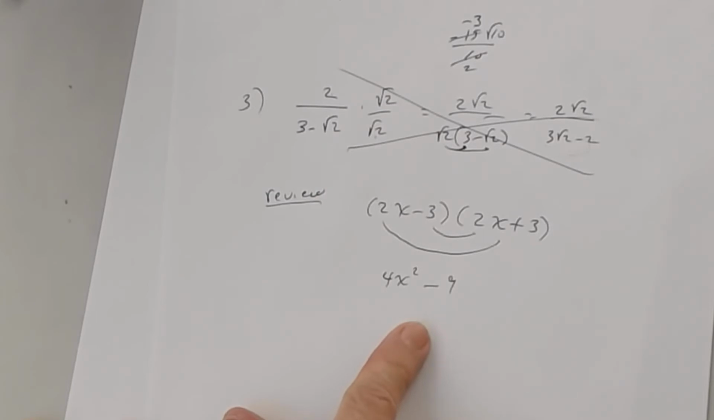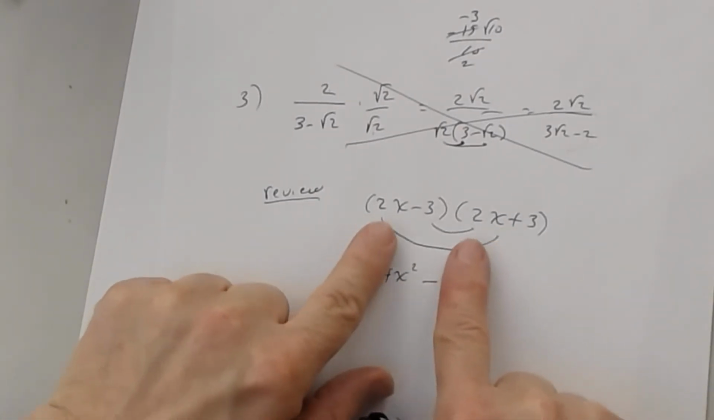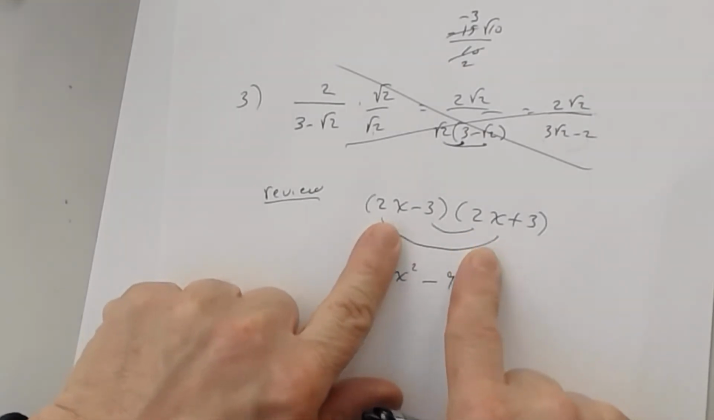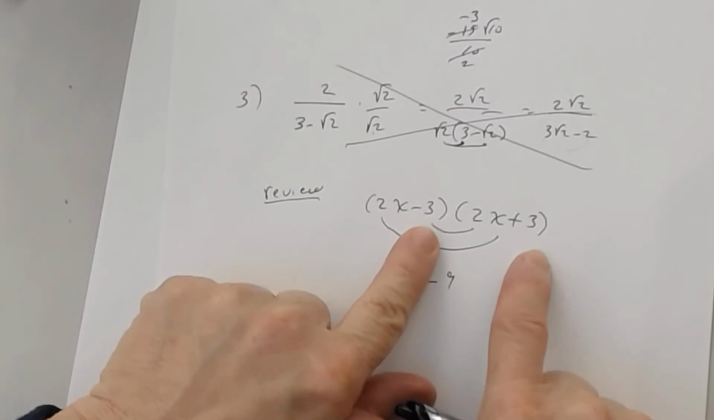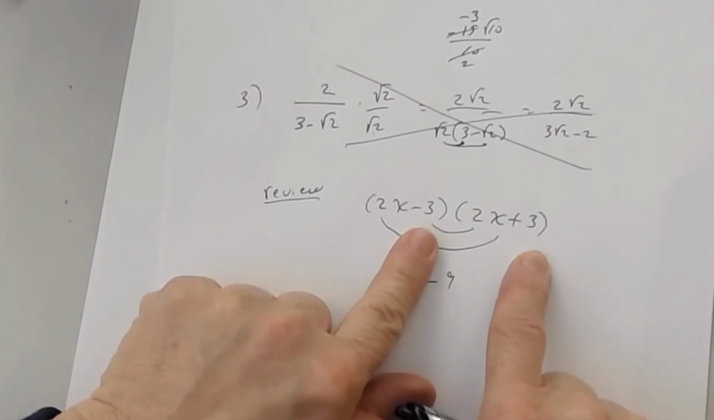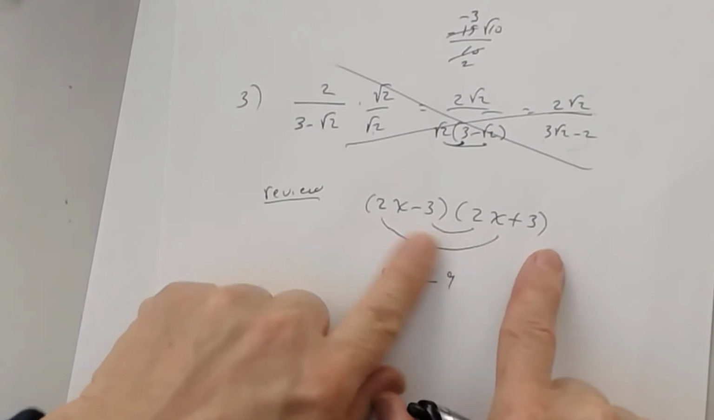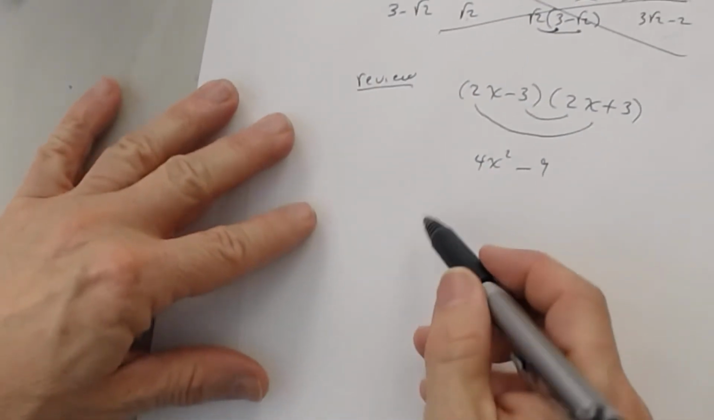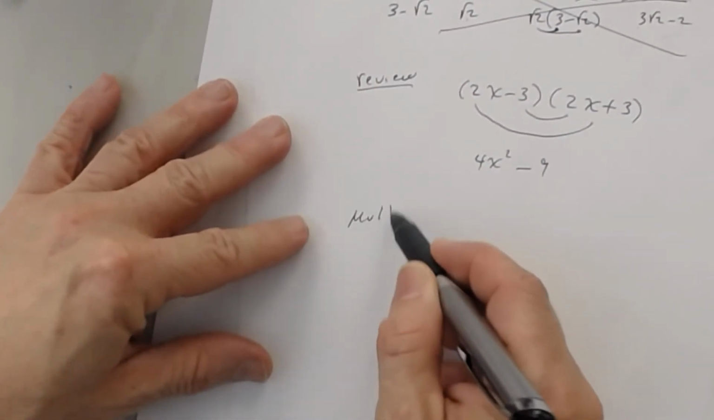Okay, now I want you to notice something. The first terms are exactly alike, right? 2x, 2x. The last terms, they are what to each other? Opposites. So whenever that's the case, the outer and the inner, when you add them up, will become 0. The sum will be 0. So let's look at this. Let's multiply this.